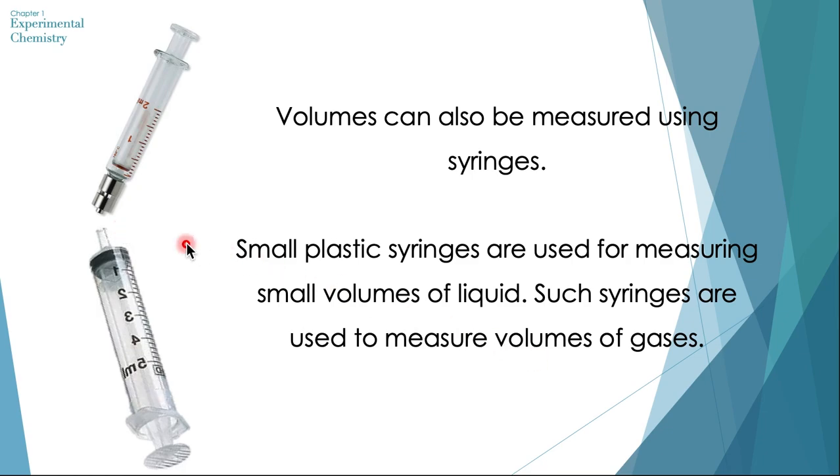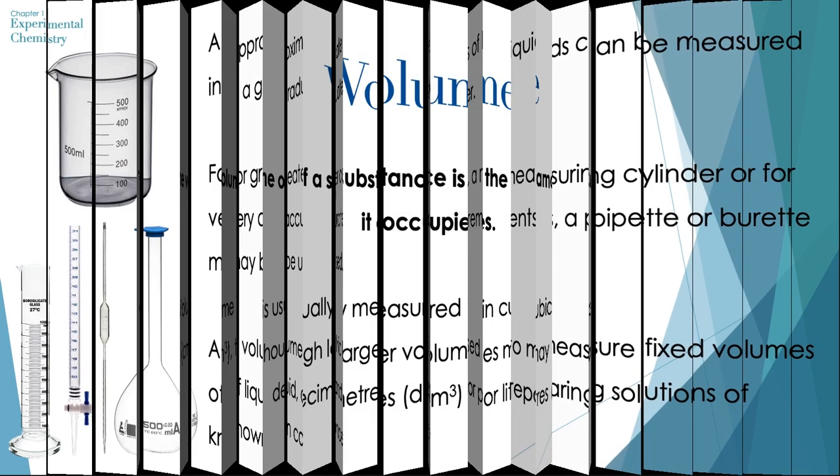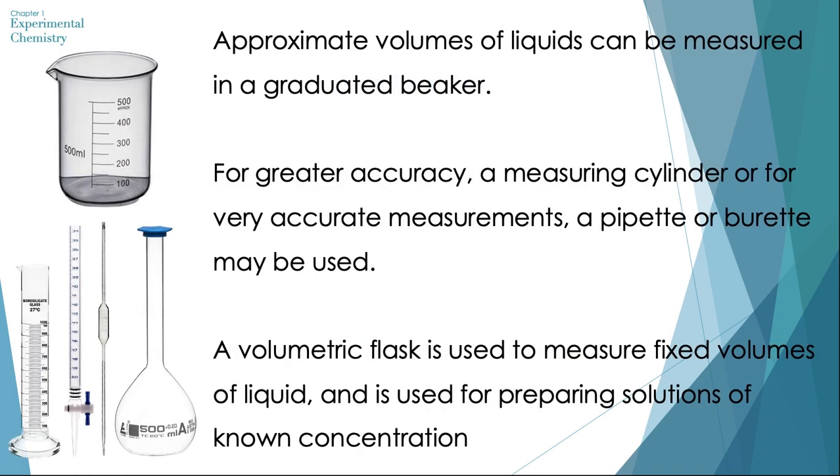So, to measure volume, we have many different instruments. And all of these instruments have their own accuracy of measuring volume. And to measure mass, we have the electronic balance. So this was it for the volume as well. Remember this definition, the unit of volume, and these instruments here.